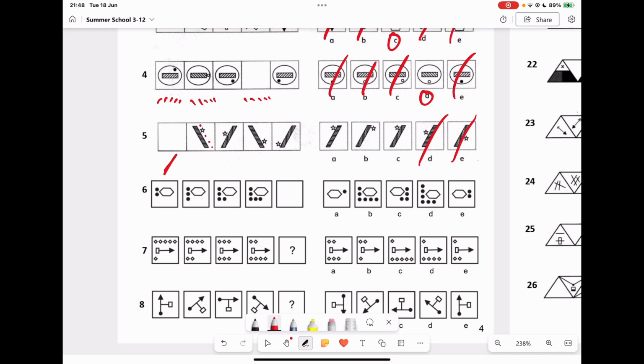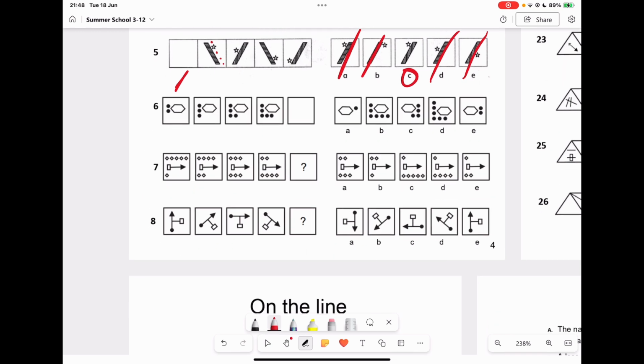Okay, now we are looking at the side that the star is on, so we can see it's alternating from right to the left to the right to the left, so we know that it will be on the left, so we can rule out B. Then we're looking at the stripes, so they go from horizontal to vertical, so they will be vertical. So the answer is C.